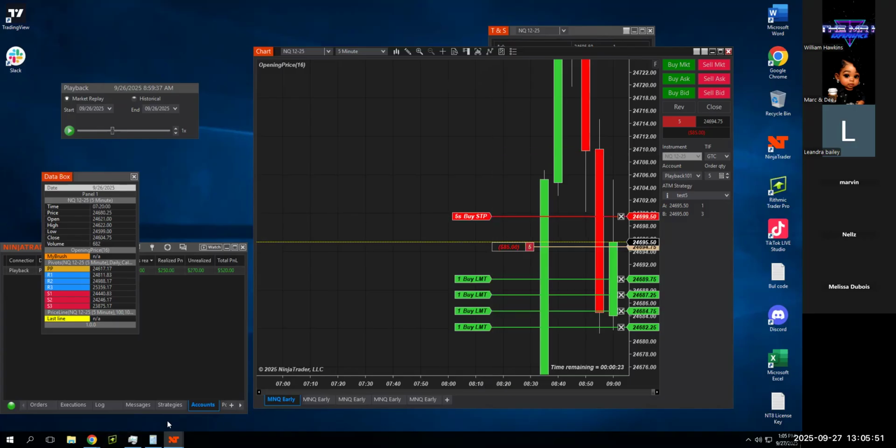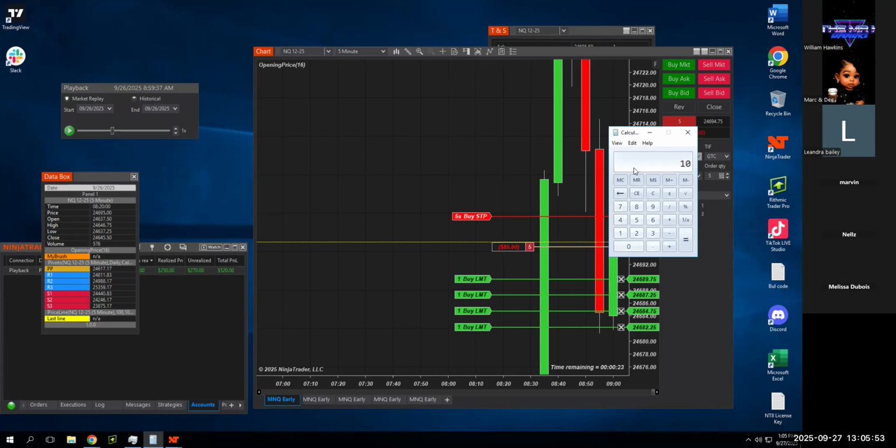And we can do the math. I'll show you exactly what that is. 40 ticks times 0.5. It's $20. Nah, it didn't put the point in there.